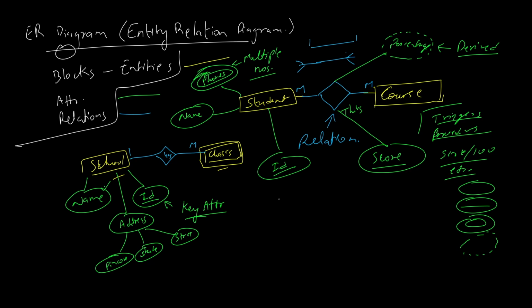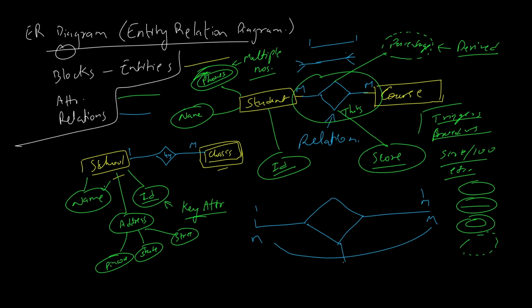Then relations are simply denoted by this rhombus that you see. Between any two entities there would be a relation like this, and the only thing you have to take care of is the cardinalities. One is one to one, one m is one to many, and m is many to many, in which case you will have to create a third entity connected to it, which would literally be the relation table. I think that's all.